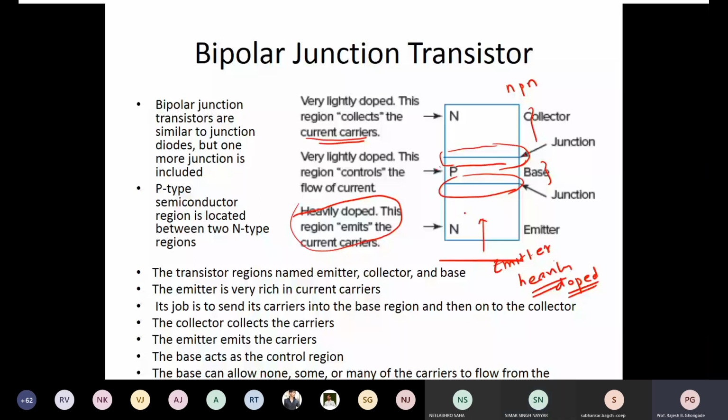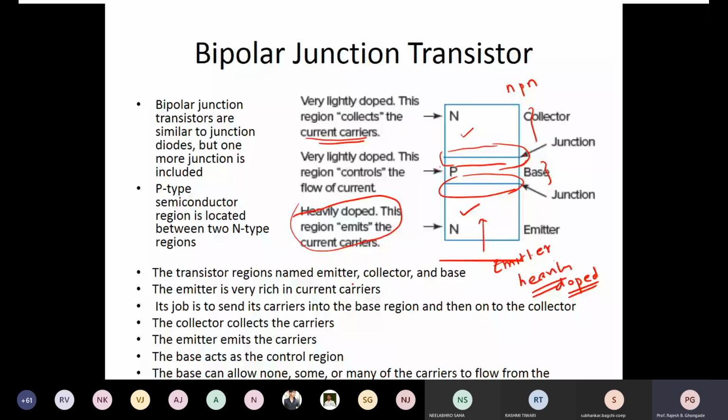When we say it is lightly doped, it means that it is having lower numbers of current carriers. That is true for N as well as for P over here, that is for collector as well as for base. But base is the lightest. It's very, very lightly doped, whereas N is somewhere between this and this.